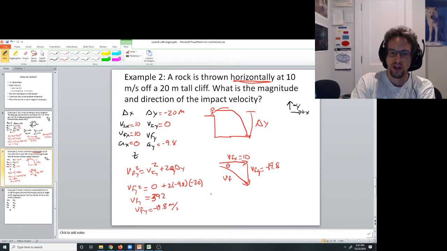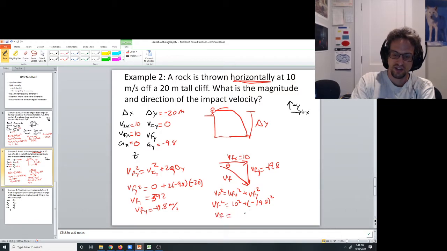So for the hypotenuse, I can do the Pythagorean theorem. So that's going to be v final squared equals v final x squared plus v final y squared. And I can't emphasize this enough. This is 10 squared plus, and we're going to square the whole 19.8 squared. The negative sign is not going to lose it. If we do this, we get that this is 22.2 meters per second for v final.